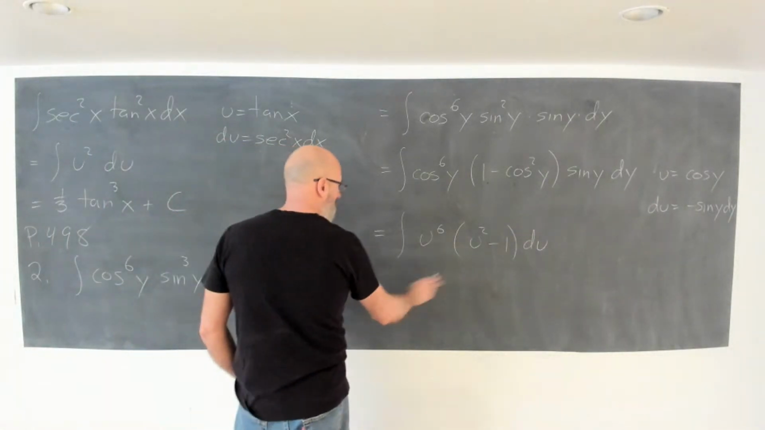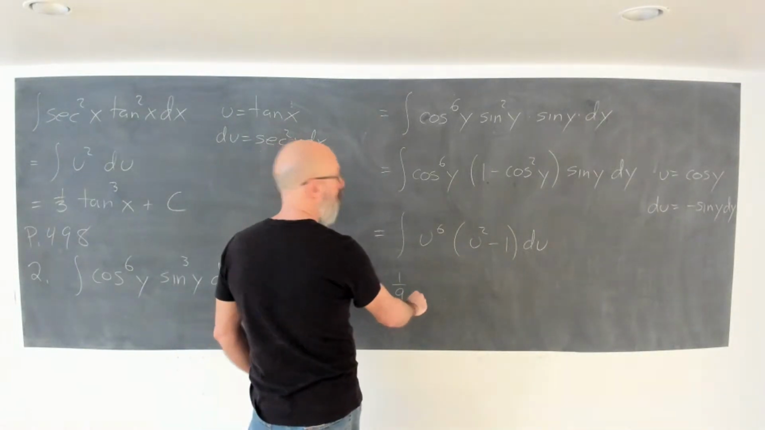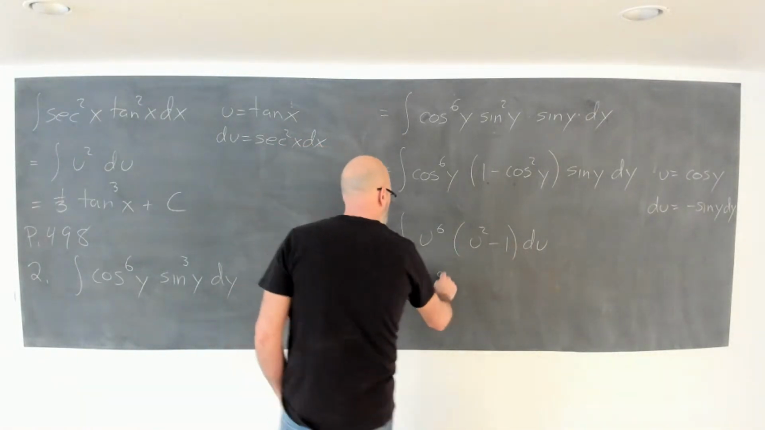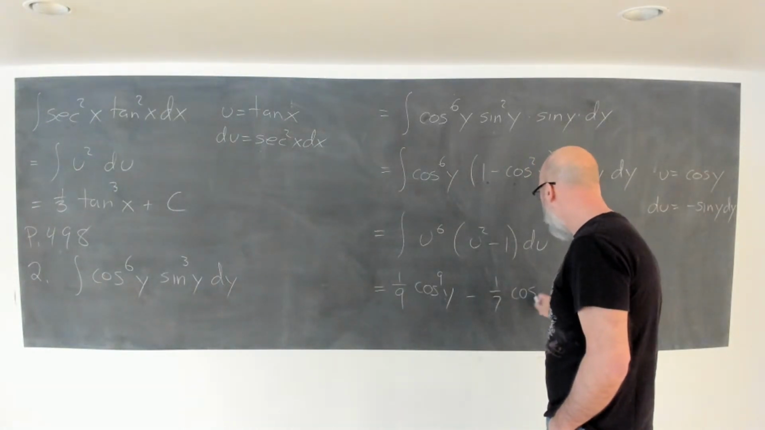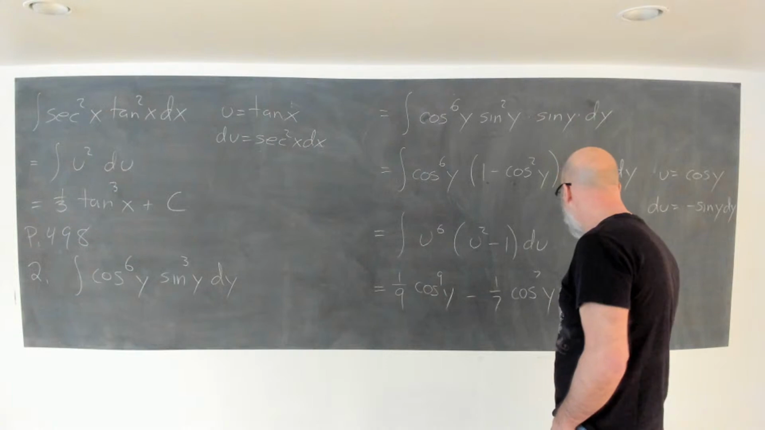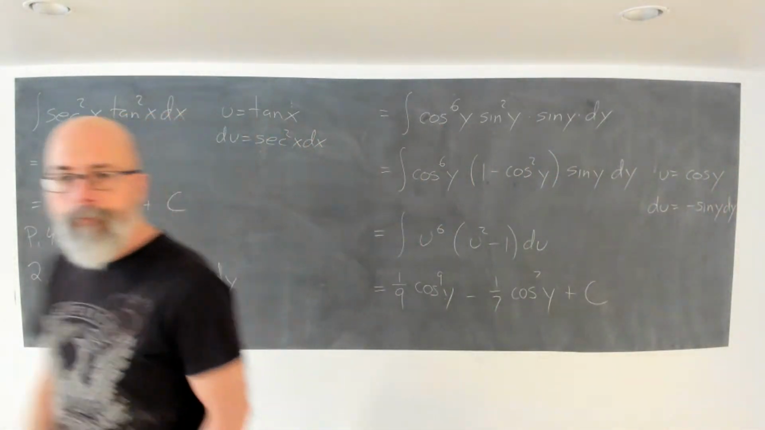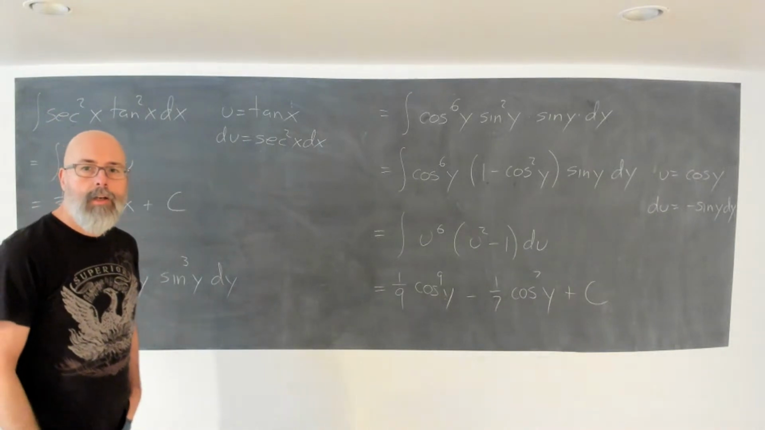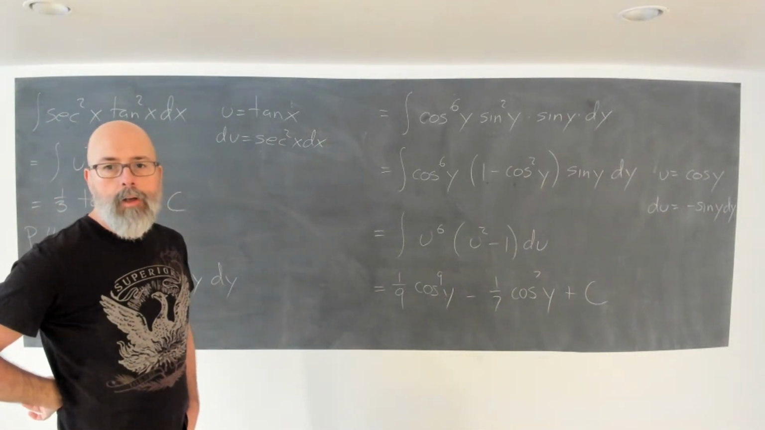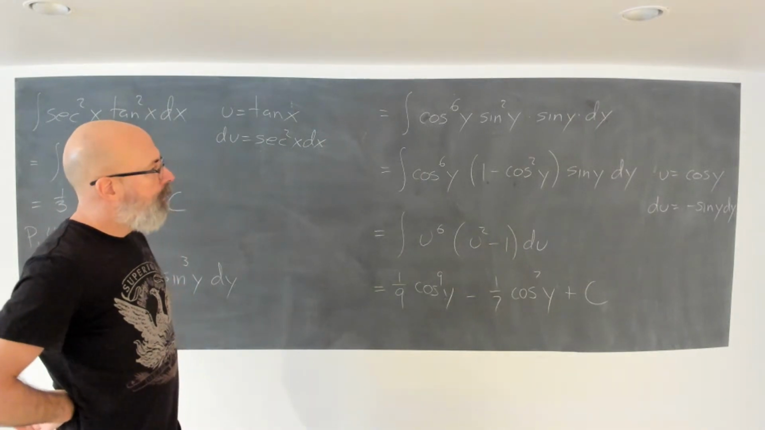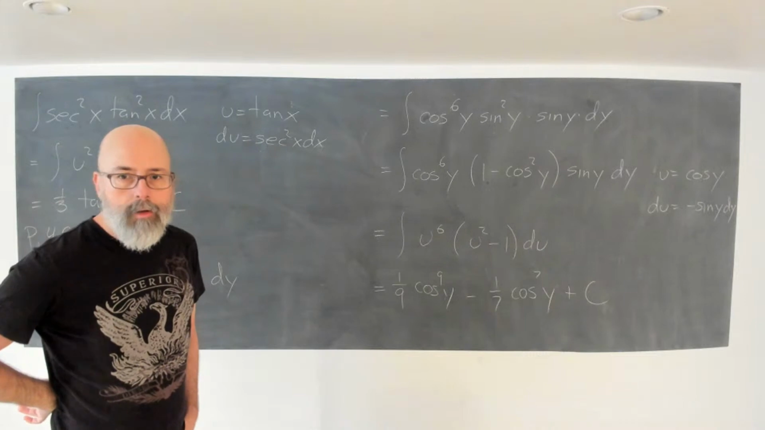So integrate, expand and integrate. 1 over 9 cosine to the 9 minus 1 over 7 cosine to the 7. Is everybody able to do this in their head? What if it was cosine instead, or cotangent? Well, who knows what happens then.